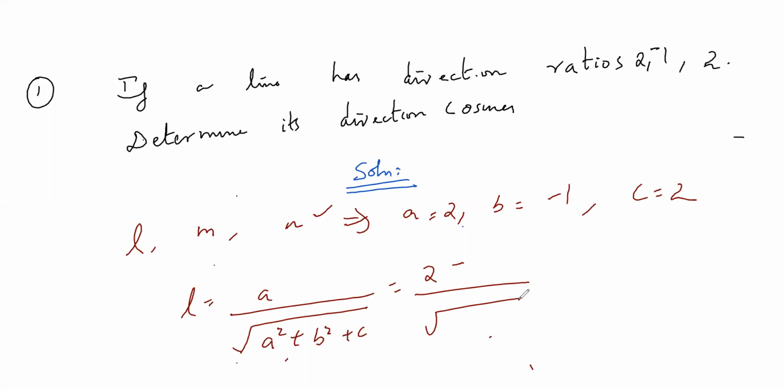Correct? So what is it? 4 plus 1 plus 4 respectively. So that is nothing but 2 by root 9, that is 2 by 3. And what is my m value? m is equal to minus 1 by 3 and n value is what? 2 by 3 respectively. That's all.